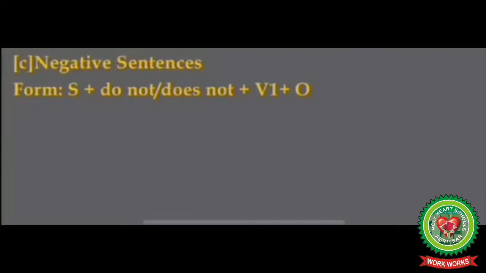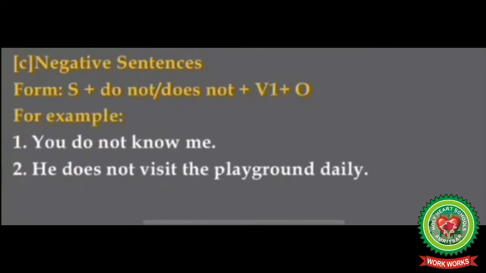Now, coming up to the negative sentence. A negative sentence includes the word not in it. So, the form or structure for the same is subject plus do not or does not, followed by present form of the verb plus object. For example, you do not know me. He does not visit the playground daily.